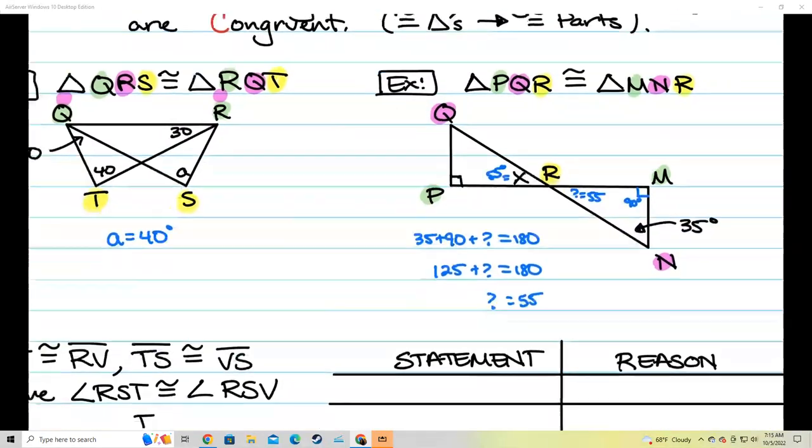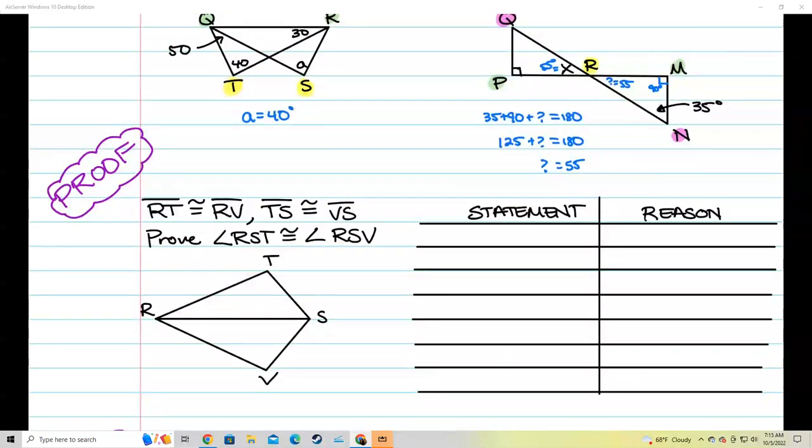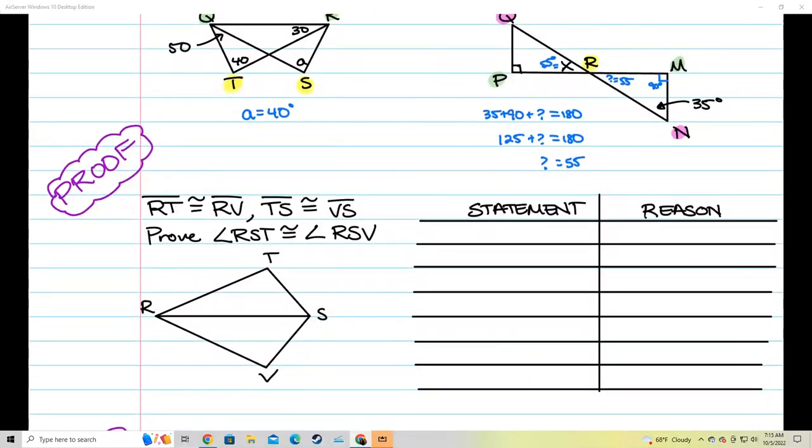All right, so let's go ahead and do our first proof that involves CPCTC. They told us that segment RT is congruent to segment RV, and they told us that TS is congruent to segment VS. Look where it changes. Now they're asking me to prove that angle RST is congruent to angle RSV. Angle RST is this one, and they want me to prove that it's congruent to this angle down here.